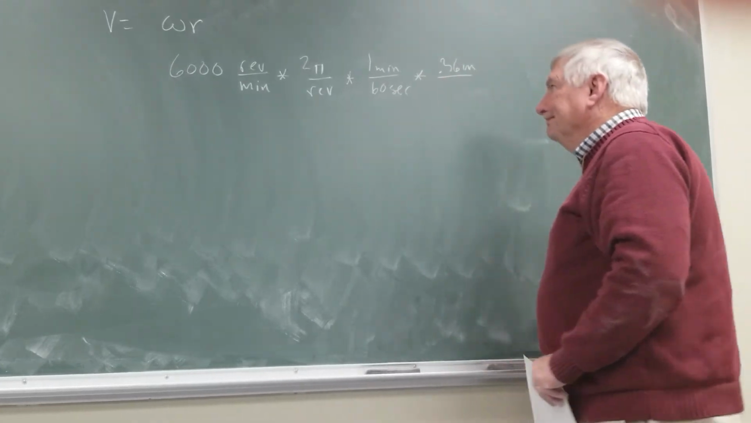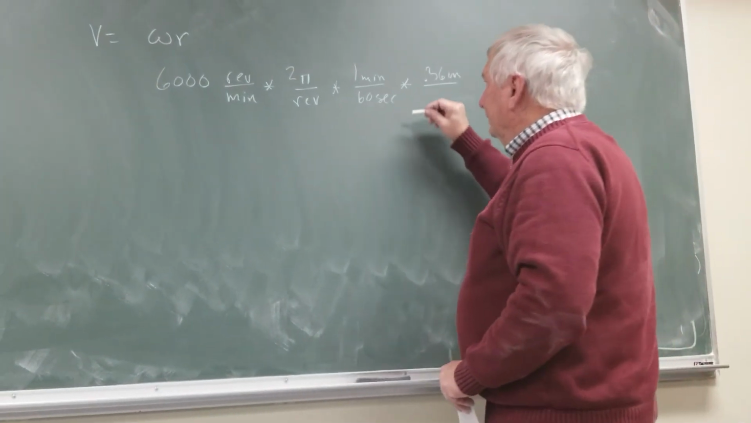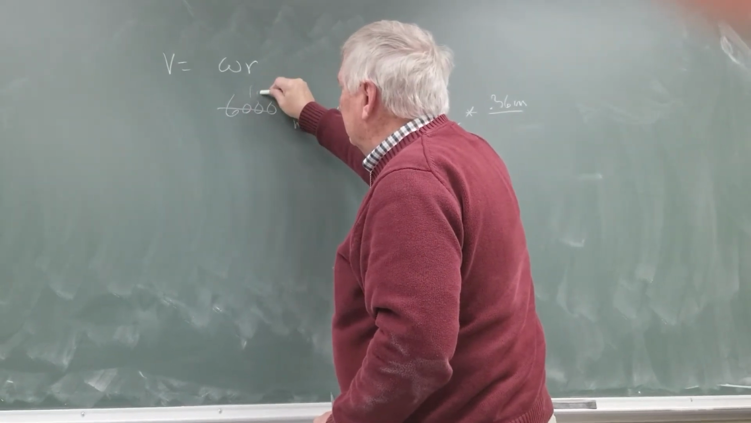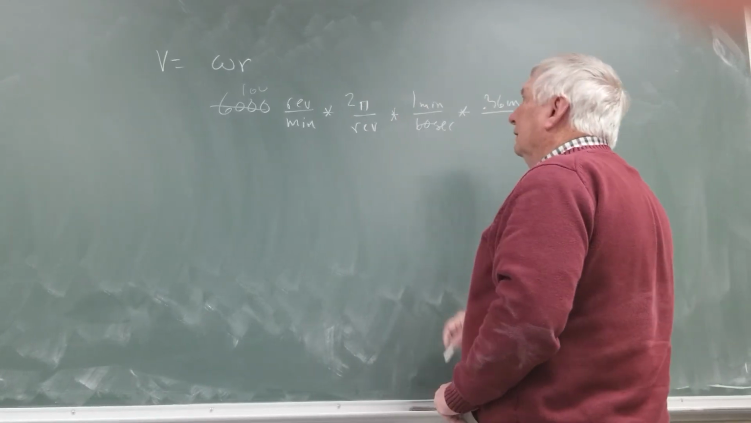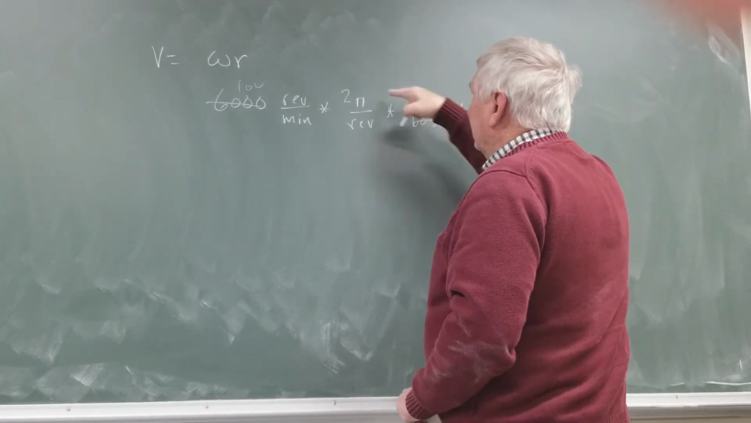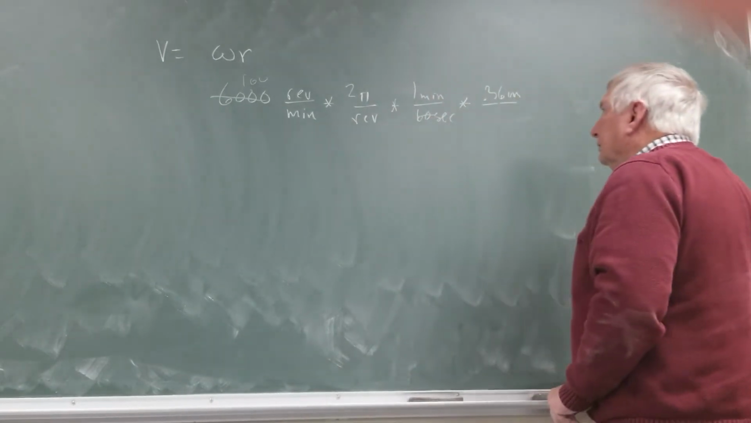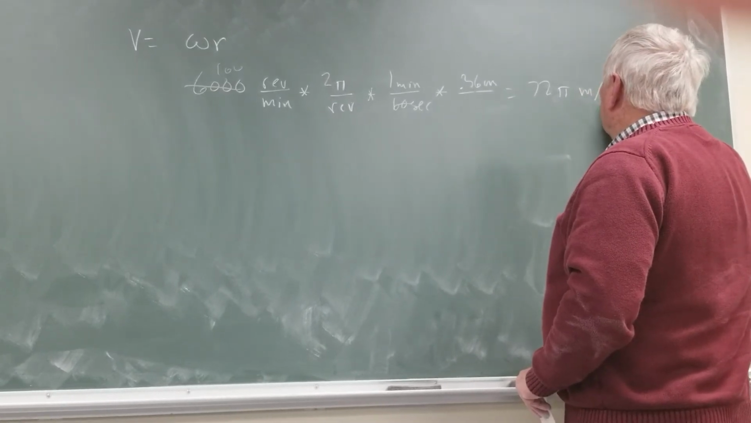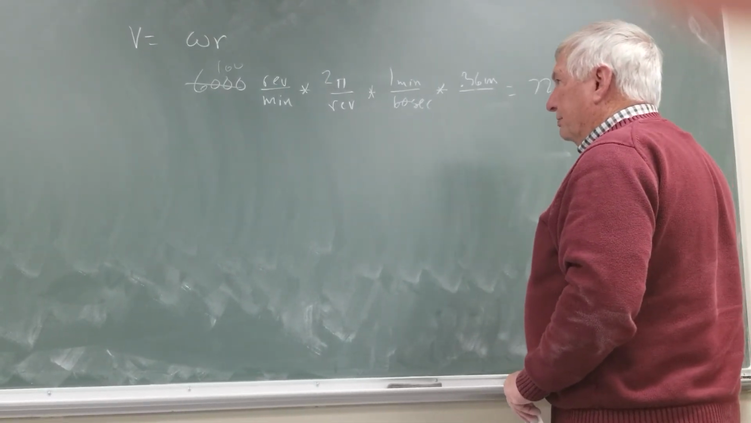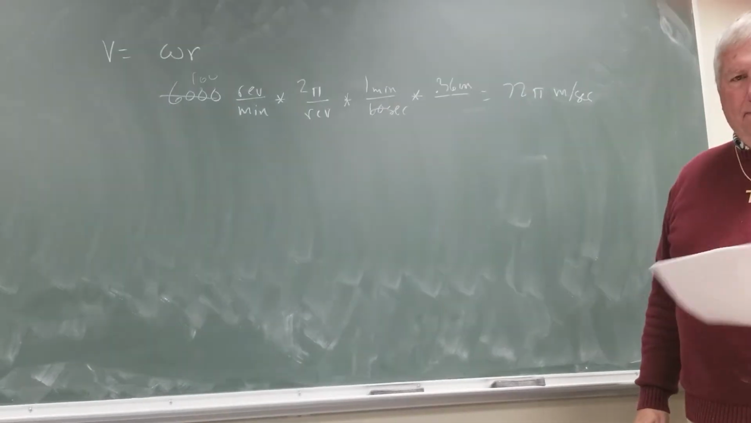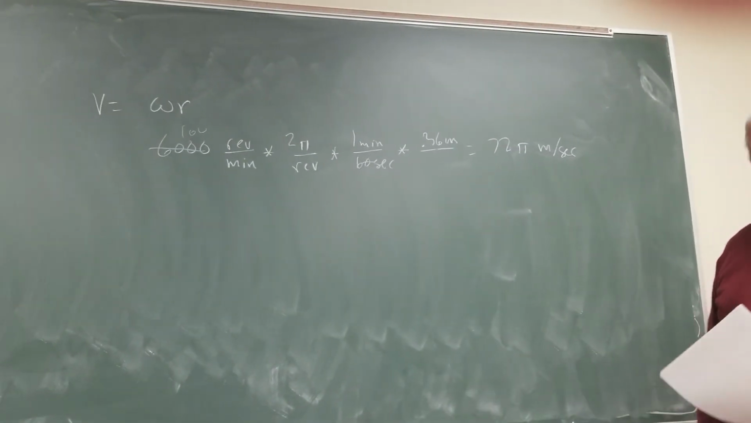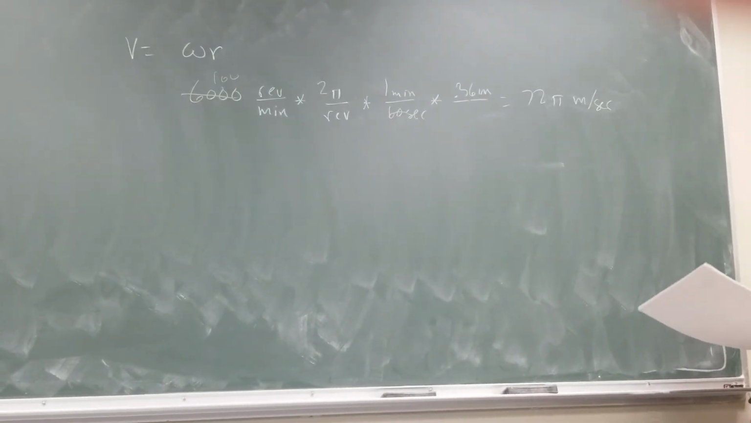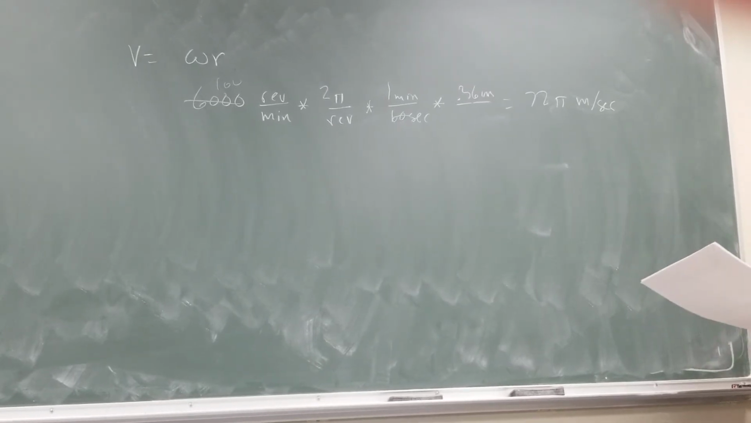Okay. So we have it. 60 into 6,000 is 100. Times that is 36. Times that is 72. 72 pi meters per second, if I did the arithmetic correctly. Someone might do the arithmetic and see if that came out.